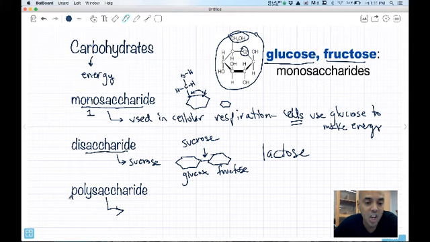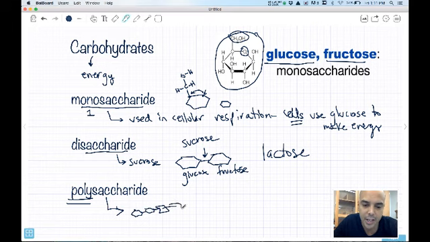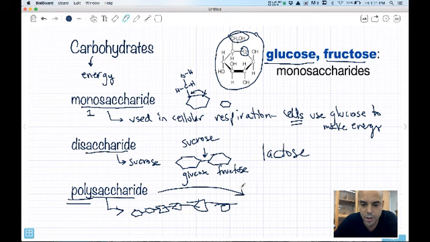Poly means a lot. So a polysaccharide is a lot of sugar. What you'll see on the test is these hexagons like this, and it's crazy. I would need to draw forever, and I'm not going to. But very long chains are polysaccharides. And we talked about a couple, so here they are.